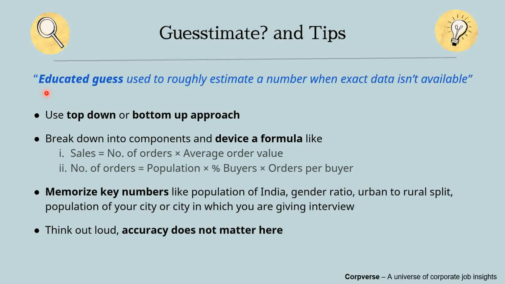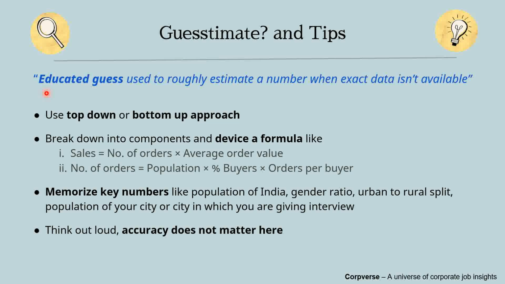So a guesstimate is an educated guess you make about a number when actual data is not available with you. For example, someone asks you how many traffic signals are there in your city. Then you won't know the exact factual number, but still you can make a guess about that number, right? This is what the guesstimate is about.